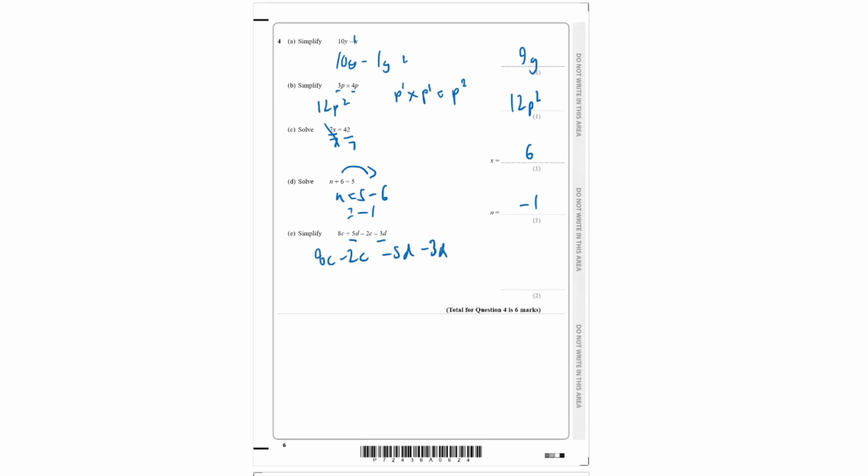Now we combine everything that's like term. 8c minus 2c is 6c. And positive 5d minus 3d is plus 2d, which is 6c plus 2d.